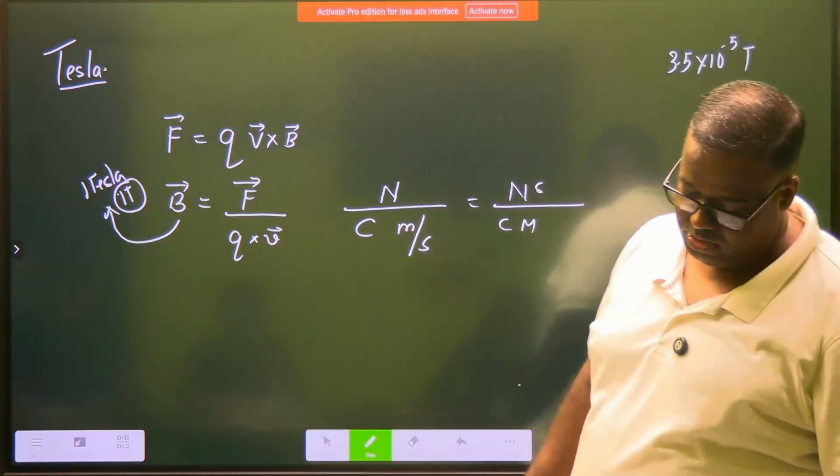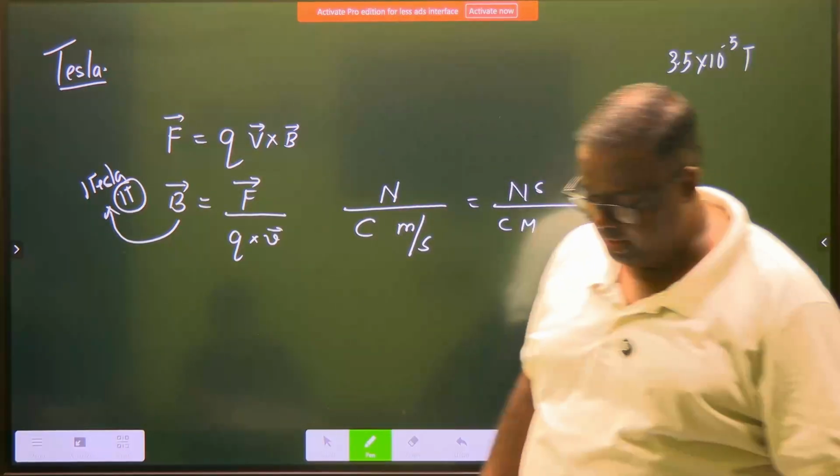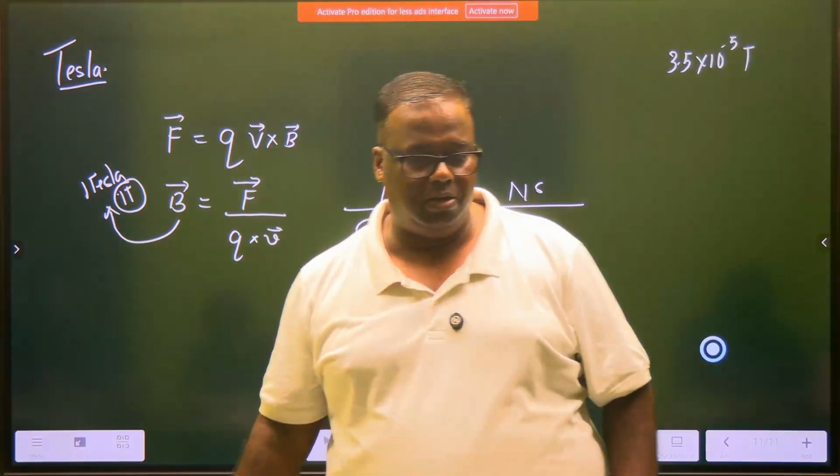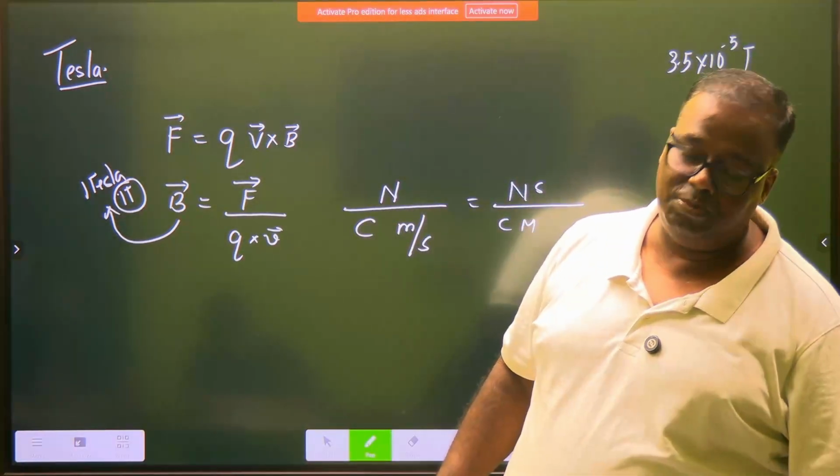Righto, kiddos. 1 Tesla is the magnetic field that exerts a force of 1 Newton on a charge of 1 coulomb which is moving perpendicular to the magnetic field with a velocity of 1 meter per second.